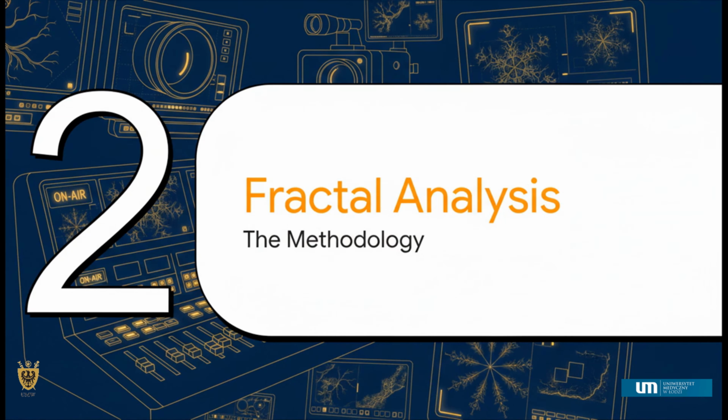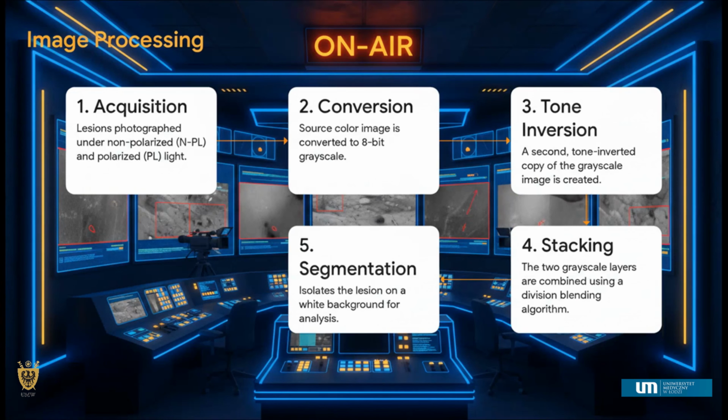So how do we actually take a clinical photograph and get it ready for this kind of mathematical analysis? Let's walk through the methodology. The image processing follows a very systematic 5-step workflow. First, high-res images are taken under both non-polarized and polarized light. Then, those color images are converted to grayscale. After that, a tone-inverted copy is made and stacked with the original. Finally, a special algorithm isolates the lesion completely, giving us a clean, crisp image that's ready for analysis.